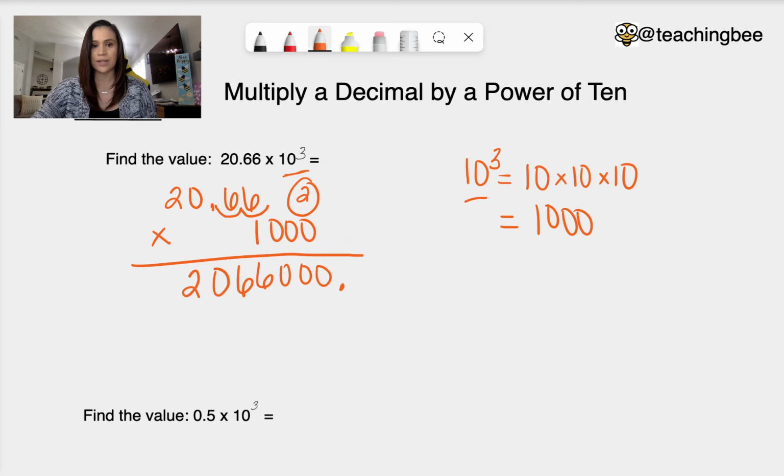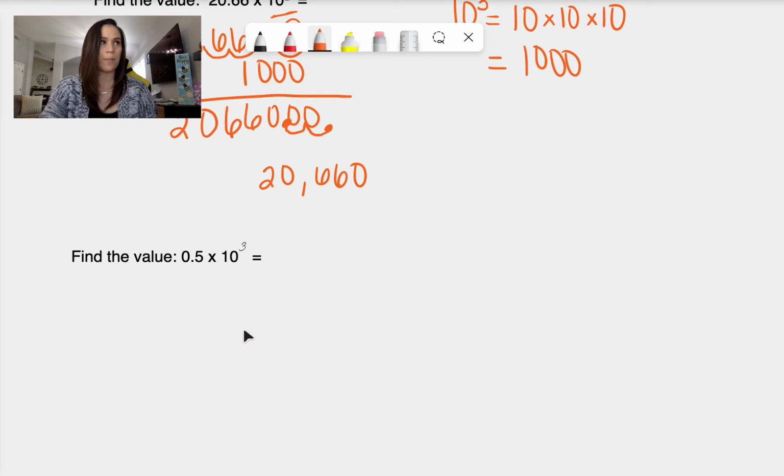So we are going to take our decimal and we are going to go 2 units to the left. And so now our new answer is going to be 20,660. There you have it. Let's go ahead and do one more problem.